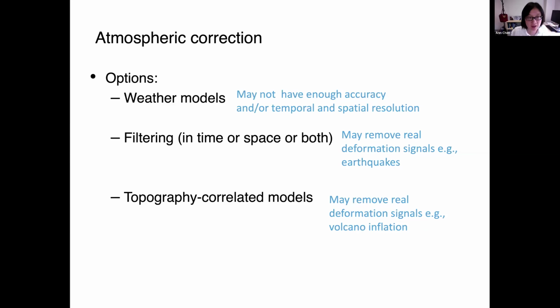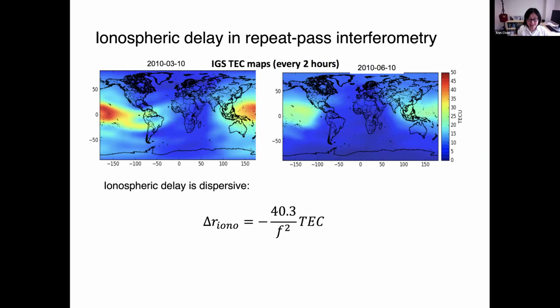So those are some correction approaches that are available for tropospheric noise correction. And now we're going to move to the ionosphere delay correction. So what's the ionosphere delay correction?